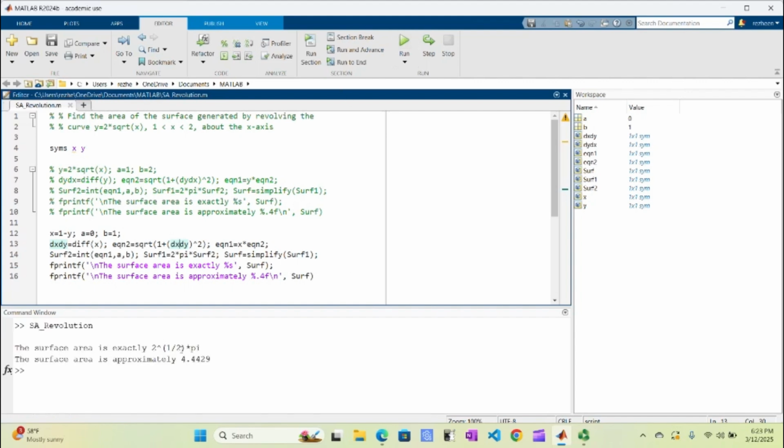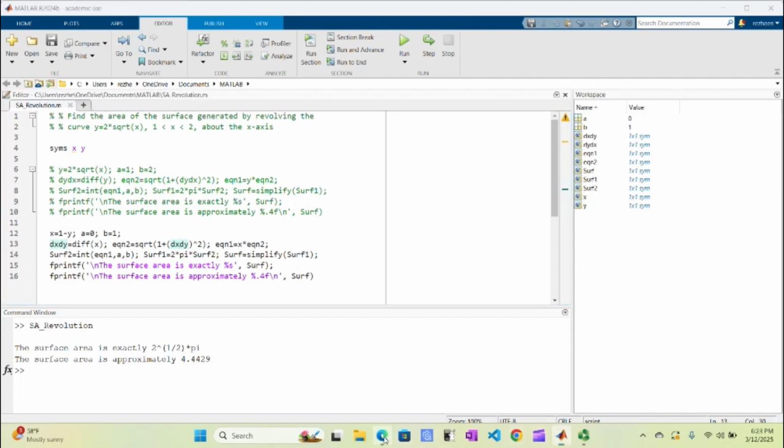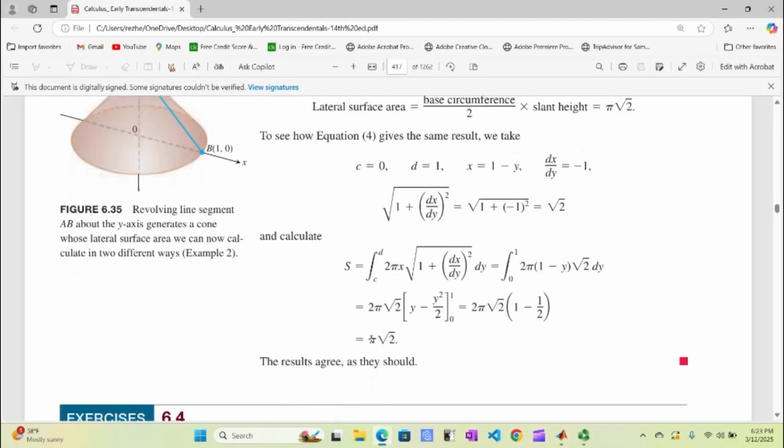So the surface area is pi root 2, or approximately 4.429. And if we compare that to the book, their answer is also pi root 2. They don't give an approximation. So that's how we make a MATLAB program solving surface area of revolution.